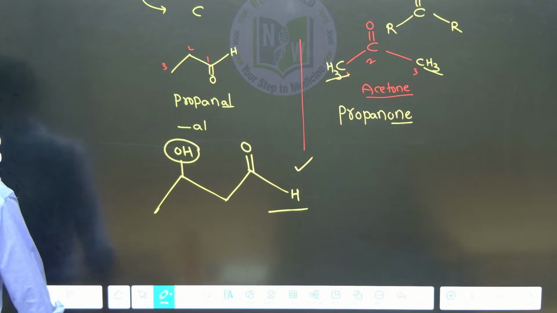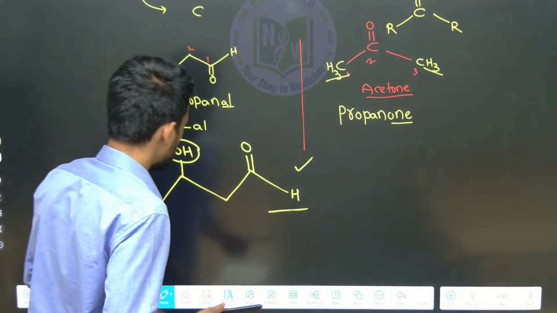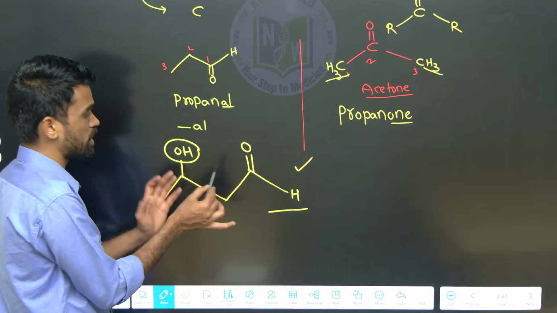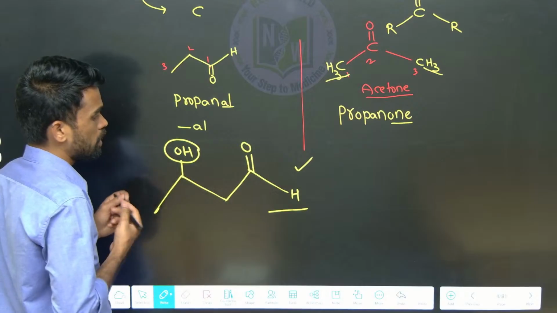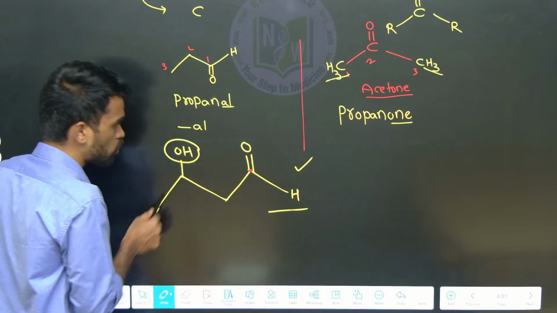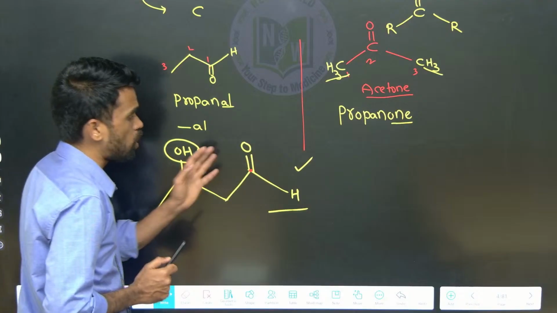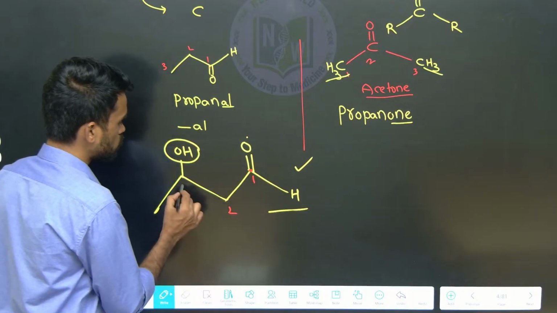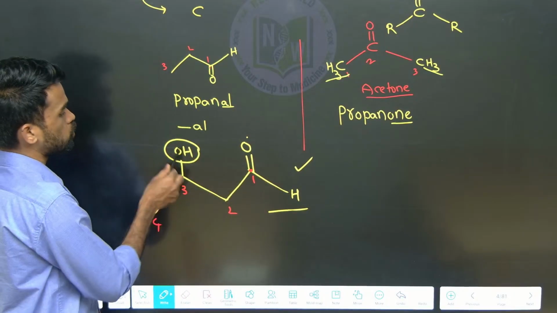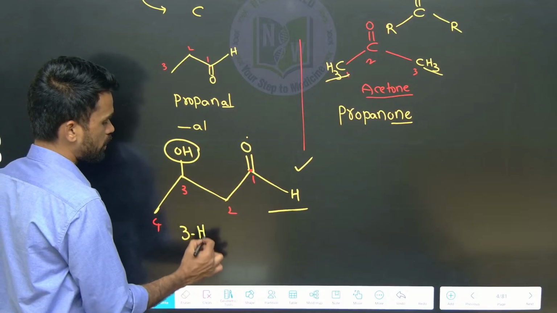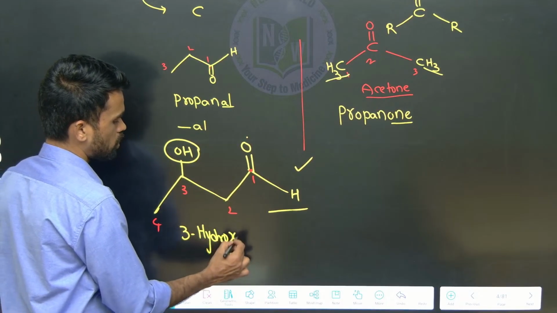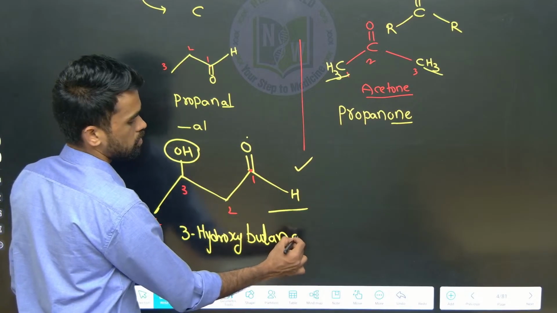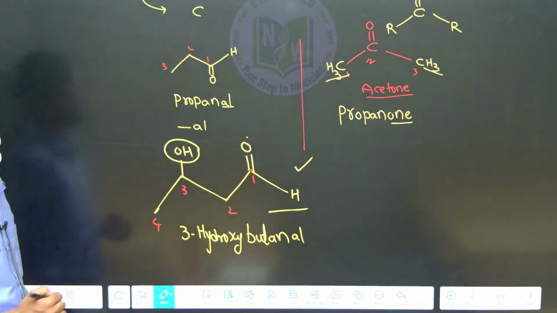Yeah, so you can write the name in this way. See what I am doing: based on these two functional group priorities, we need to number the carbons. Now here, 4 carbons are there. So you should start numbering from the aldehydic functional group, because this is the principal functional group, right? So 1, 2, 3, 4, like this. At the third position hydroxy, so 3-hydroxybutanal. That's it. This is the IUPAC name of this compound.